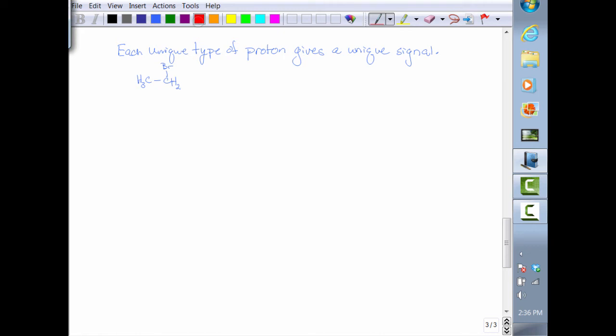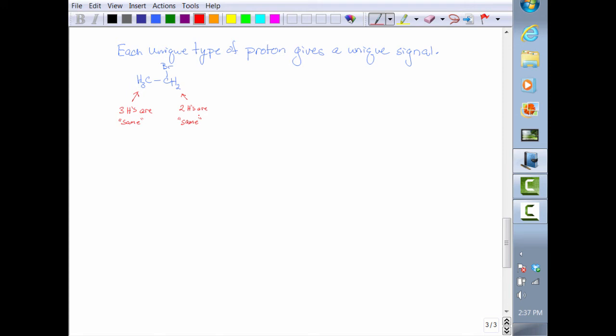The answer is 2. So the 3 hydrogens here are the same. They are all connected the same way, right, to the same carbon. So these 3 hydrogens are the same. So they will all give the same signal. So you wouldn't be able to tell the difference between those 3 hydrogens. And likewise, the 2 hydrogens that are on the other carbon are the same. So these are chemically identical hydrogens. The 3 that are on the left-hand side are all identical, and the 2 that are on the right-hand side are all identical.